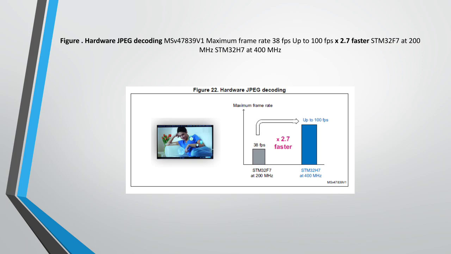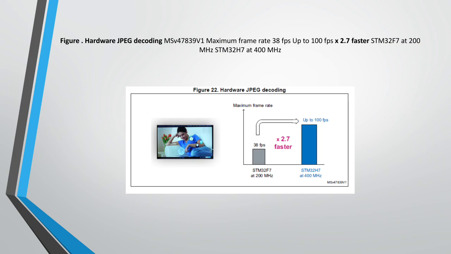Here you can make out that hardware decoding, maximum frame rate from 38 fps up to 100 fps, is 2.7 times faster: STM32F7 at 200 MHz, STM32H7 at 400 MHz. You can see the comparison over here. So we are done with the performance.